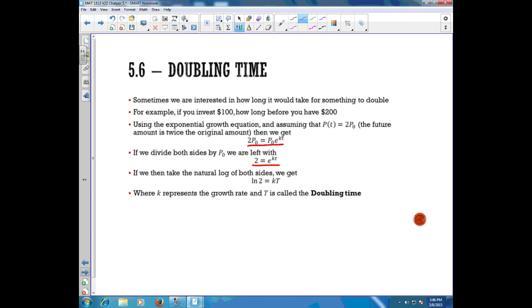And then if we take the natural log of both sides, it's like we're solving this thing. We get the natural log of 2 is equal to k times t. And notice I've capitalized the t in that last equation. In this case, k represents the growth rate, and T is called the doubling time. It's the time that it takes for the amount to double. Notice that it has no basis on how much you invest. So if you invest $100, or if you invest $1,000, it's going to take the same amount of time for that money to double.